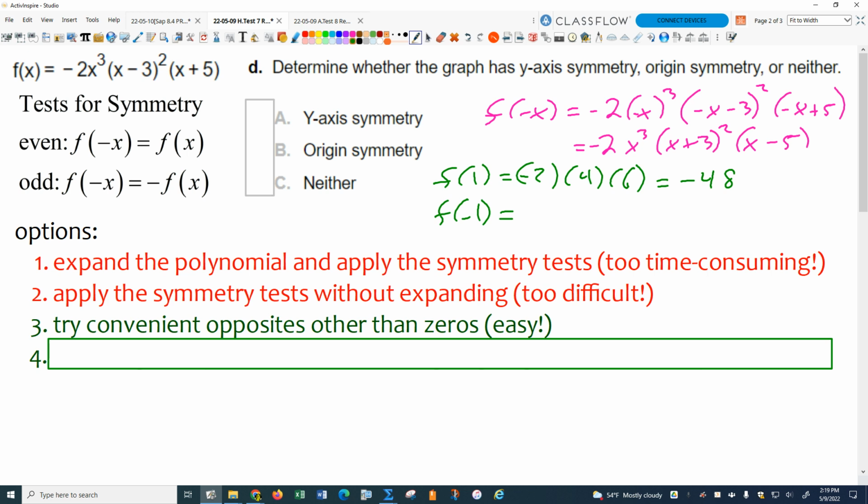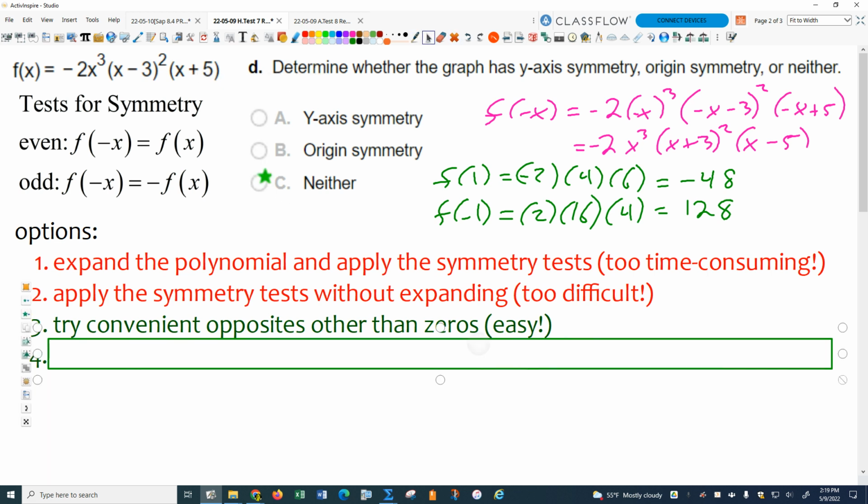Negative 1 cubed is negative 1 times negative 2 is positive 2. Negative 1 minus 3 is negative 4 squared is 16. And negative 1 plus 5 is 4. So I'm getting 32 times 4. Well, that's not either one of those, is it? 32 times 4 is 128. So we can see that it's got to be neither. Agreed? Isn't that quicker?